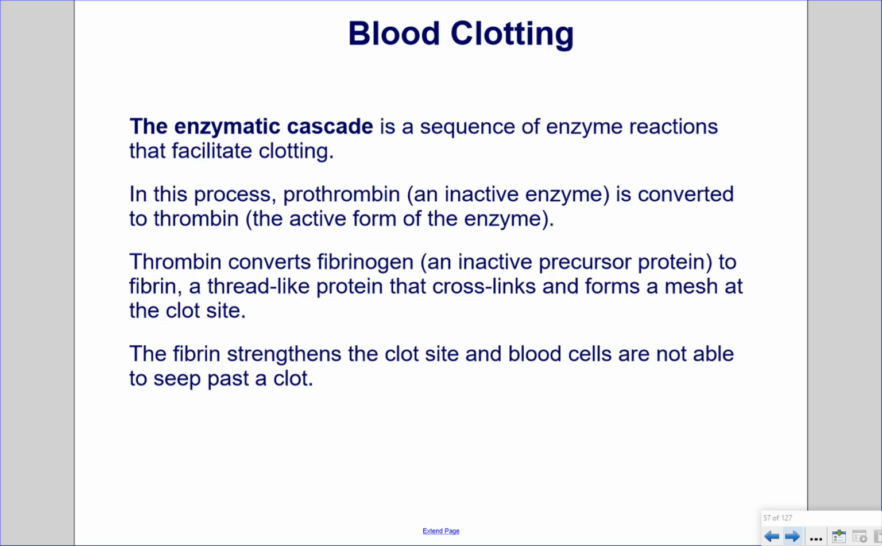Blood clotting. The enzymatic cascade is a sequence of enzyme reactions that facilitate clotting. In this process, prothrombin, an inactive enzyme, is converted to thrombin, the active form of the enzyme. Thrombin converts fibrinogen, an inactive precursor protein, to fibrin, a thread-like protein that cross-links and forms a mesh at the clot site. The fibrin strengthens the clot site, and blood cells are not able to get past the clot.